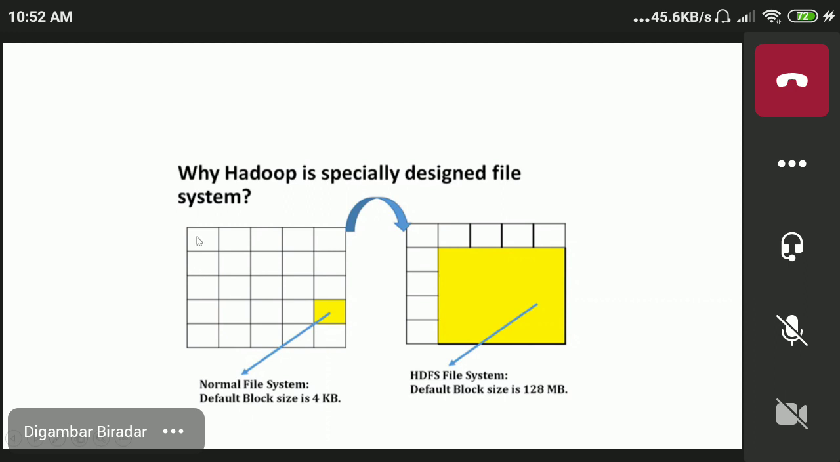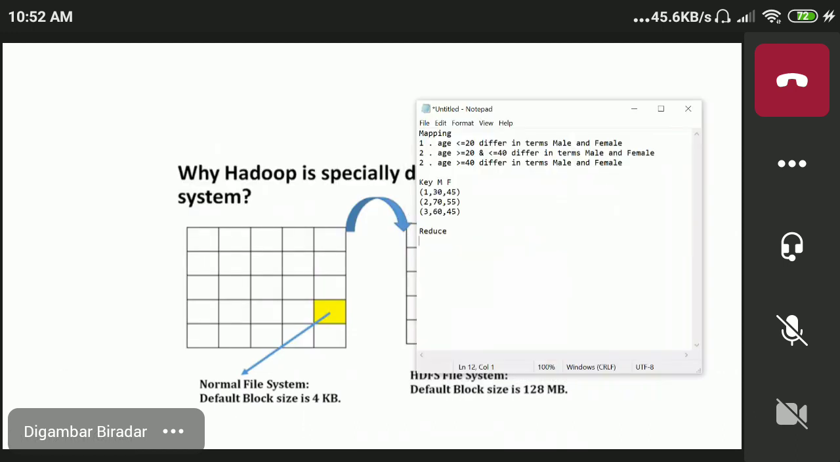लेकिन जैसे नॉर्मल फाइल सिस्टम में होता है, अगर आपके पास 22 KB डेटा है, समझ लो आपके पास 22 KB का फाइल है, तो इसके लिए कितने ब्लॉक्स लगेंगे मेरे को? How many blocks do I need? 6 ब्लॉक। 6 into 4 कितना हो रहा है? 24.